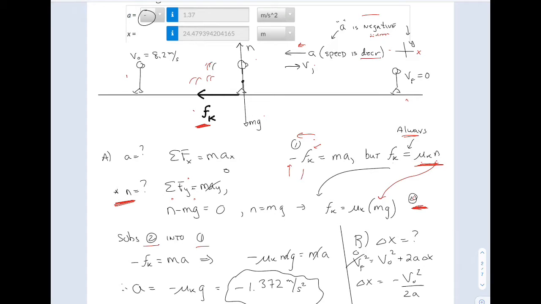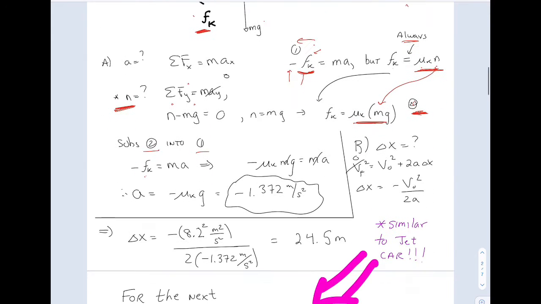Right here where I have F sub k, I'm putting in mu sub k mg. That's equal to ma. All right, so the m's cancel out, and that gives you my acceleration. They give mu sub k, and you know g. It makes sense that it's a negative. It's slowing down.